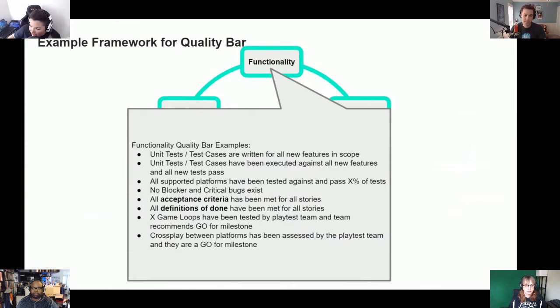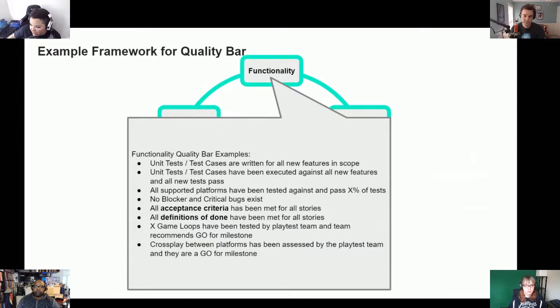So for functionality, for instance, we have: no blocker and critical bugs exist. That, and is important. All supported platforms have been tested against and pass X percentage of the tests. This is your quality bar. You can measure this one. You should be tracking it. X number of game loops have been tested by the playtest team, and the team recommends a go for the milestone. That, again, is really important. Crossplay between platforms has been assessed by the playtest team, and they are a go for the milestone. So again, these are just some examples of functionality quality bars that you could have.